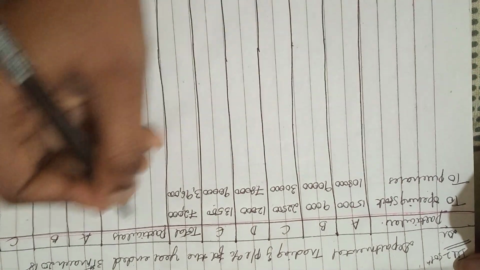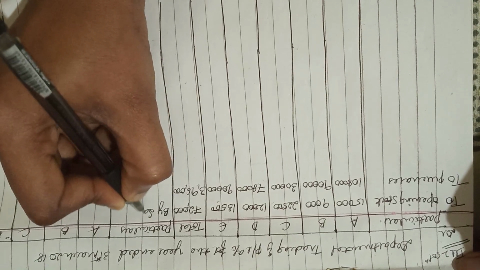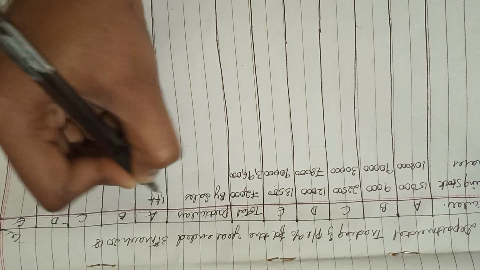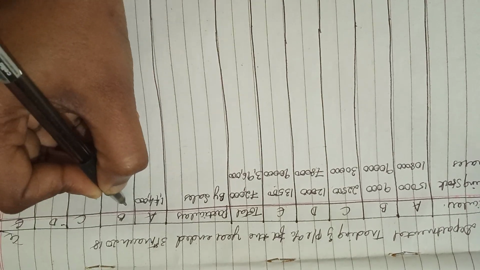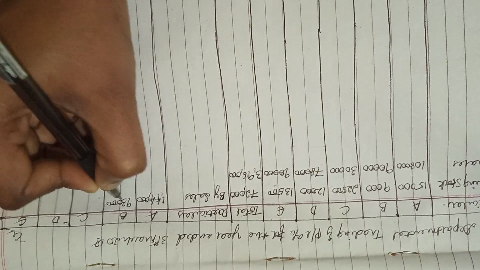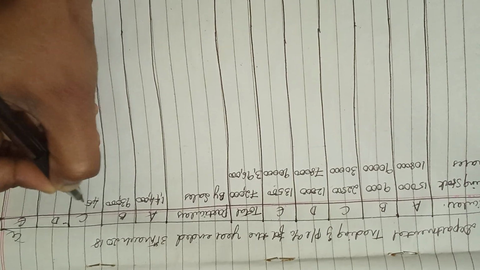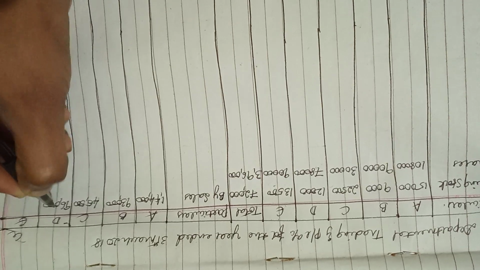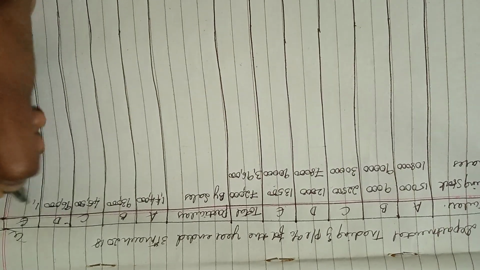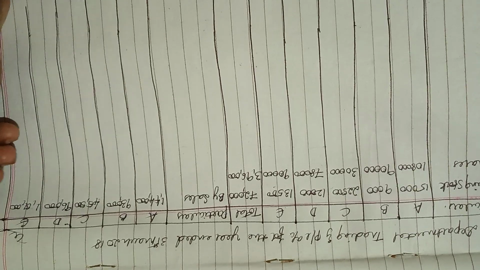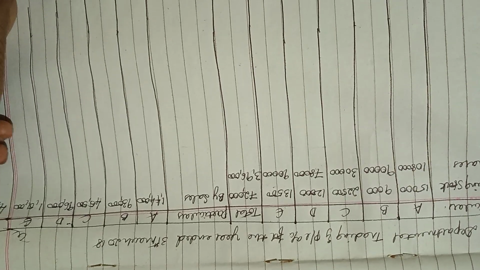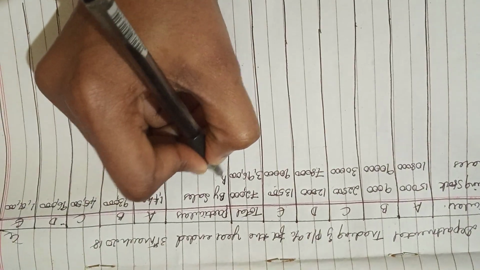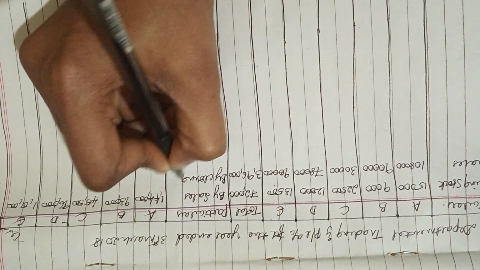The next is by sales. What is your sales given? 1,44,000, for B 93,000, C 45,500, D 96,000 and E is 1,01,000. What is the total? 4,79,500.